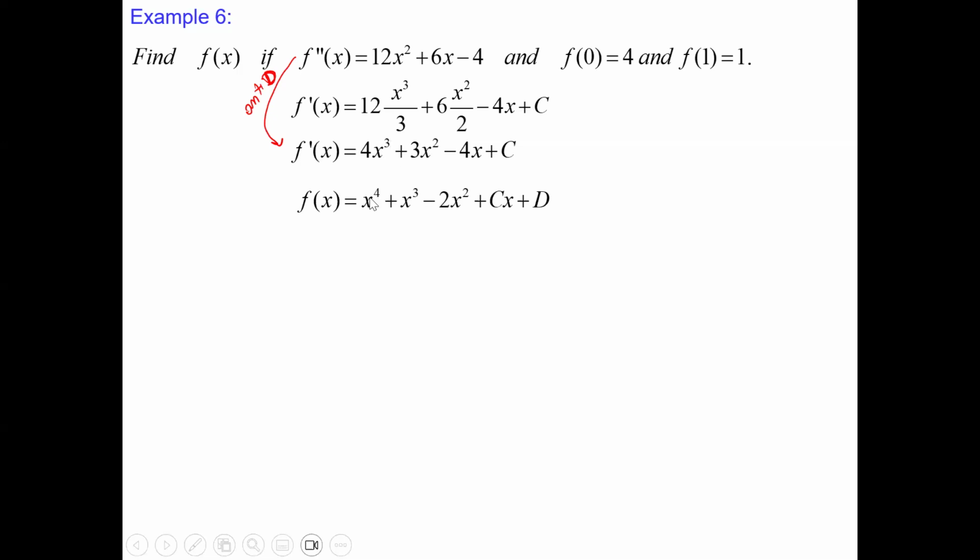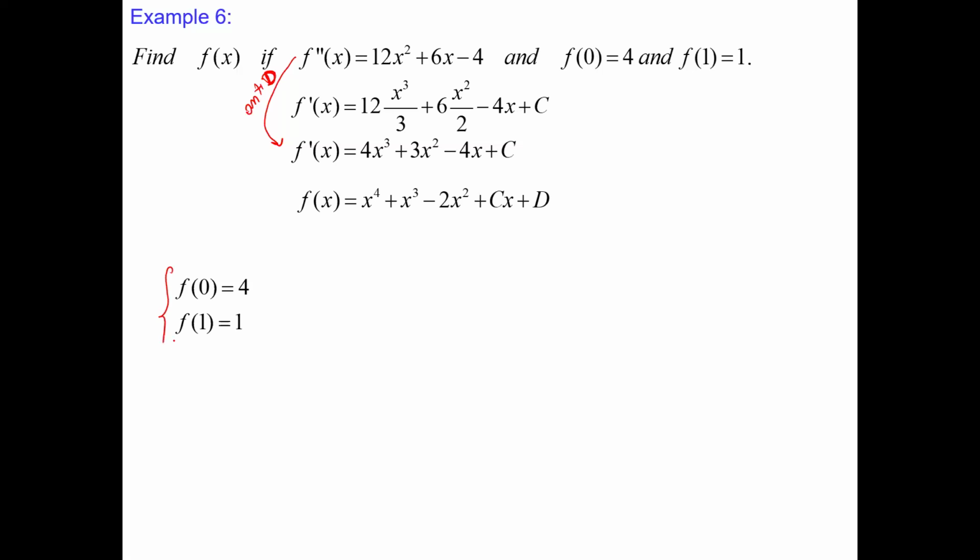The antiderivative for 4x cubed is x to the power of 4. For 3x squared it is x cubed. For 4x it is 2x squared, because when we differentiate, we will get back. And the antiderivative for c is cx plus an additional constant. Now we have the constants c and d. This is the most general form, but we have the initial conditions. Let's replace x with 0, and this is equal to 4. Let's replace x with 1, and this equals 1.